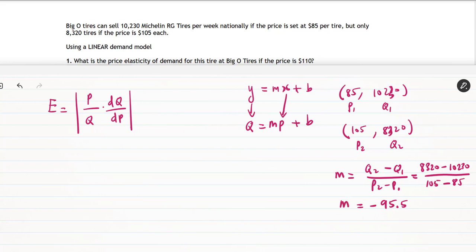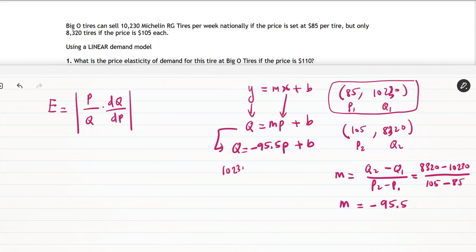So now I can make a substitution here, and I get Q equals negative 95.5 P plus B. Now I can also use one of the points, maybe this point here, so that I can solve for the value of B. So my Q is 10,230, and it happens when my price is 85. Again, I'm using this point right here, P and Q, and then plus B.